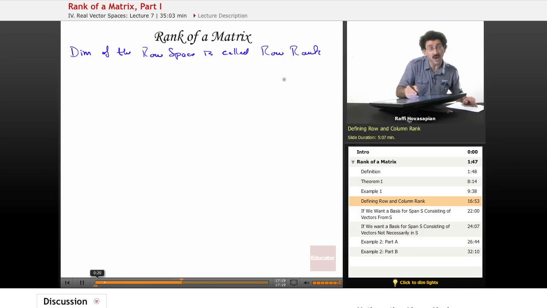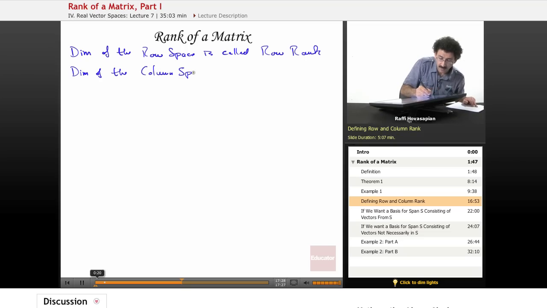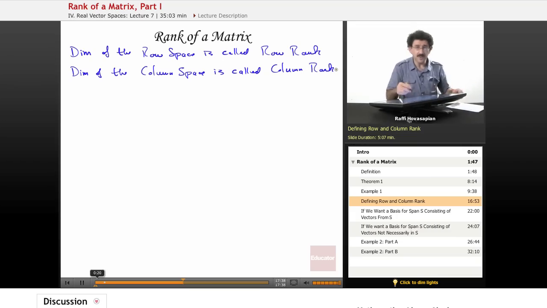And in a minute we're going to talk about column rank, so I'll just go ahead and write that too. The dimension of the column space is called column rank. Okay, so now let's do the same problem, but let's find a basis that actually consists of vectors from the original set.